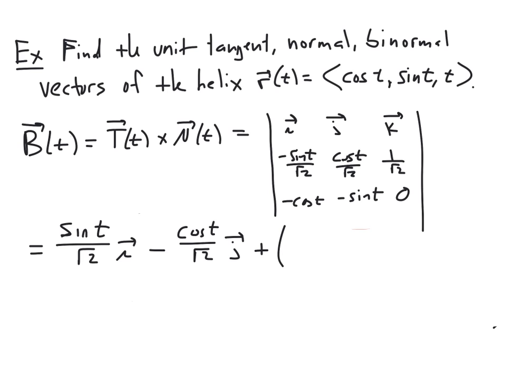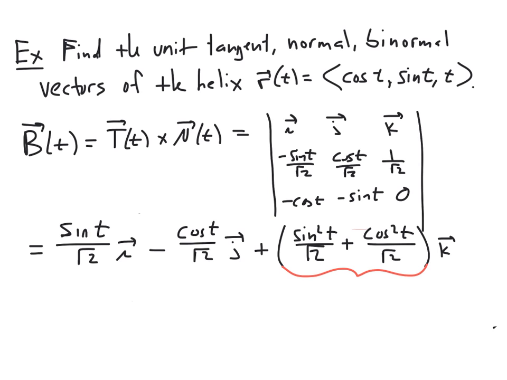And the third term is a little bit more complicated, at least initially. So we're going to end up with sine squared of t over square root of 2 minus a negative, which becomes positive, cosine squared t over square root of 2. That's all times k. And of course, it's not hard to see here that sine squared of t over square root of 2 plus cosine squared of t over square root of 2 ends up just becoming 1 over square root of 2.